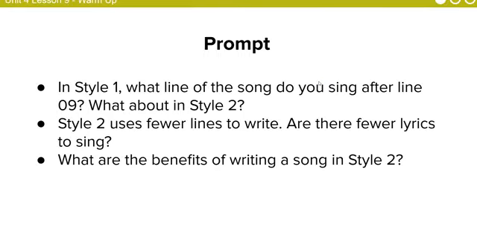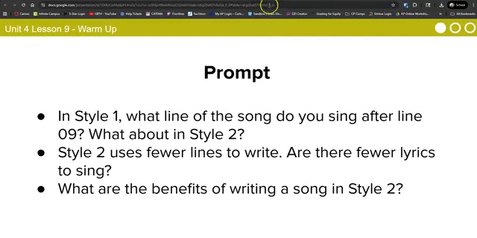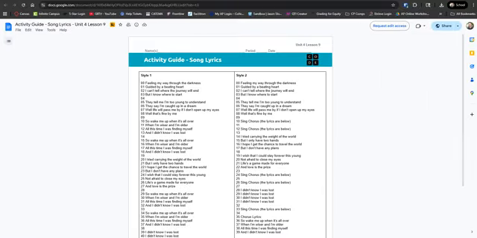So what we're going to do, we're going to look at 2 different versions of some song lyrics, and we're going to talk about style 1 versus style 2. So let me pull those up for you. So here we go. We have style 1, which is over here on the left. And what you can see is every line of lyrics is written out with line numbers on the left.